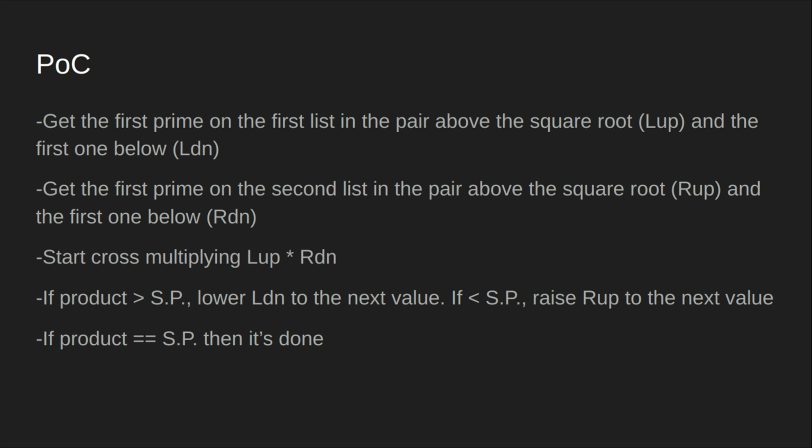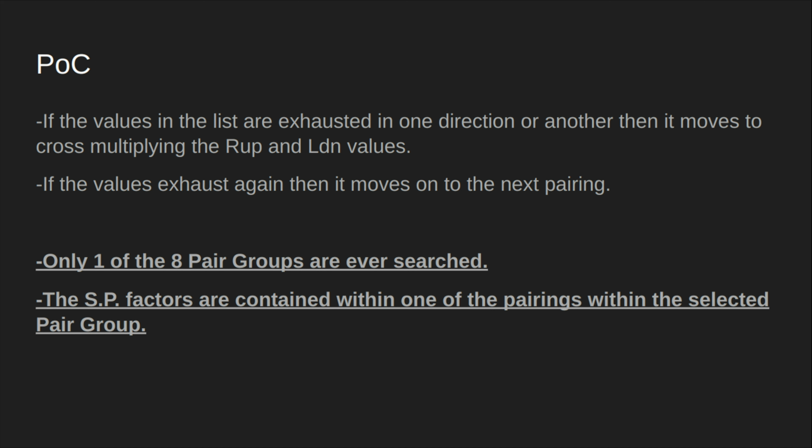Then we start cross-multiplying L up and R down. If the product is greater than the semi-prime, then we lower L down to the next value, and if it's less than the semi-prime, we'll raise R up to the next value and cross-check through the entire list. If the product equals the semi-prime, then we are done. We found the solution and the program exits. If the values in the list are exhausted one direction or another, then it moves to cross-multiplying the R up and L down values in the same fashion. If the values exhaust again, then it moves to the next pairing.